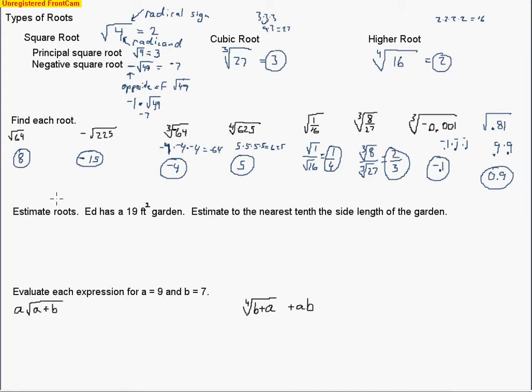It says estimate roots. So Ed has a 19 square foot garden. Estimate to the nearest tenth the side length of the garden. So it's a square garden. So it looks like this.